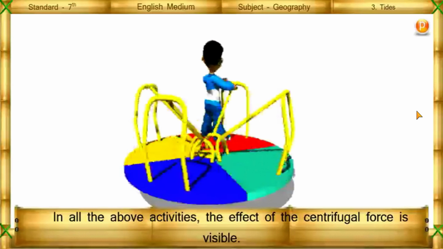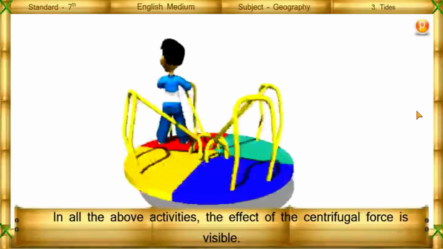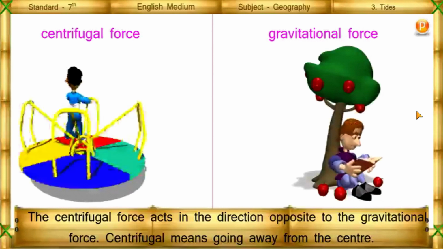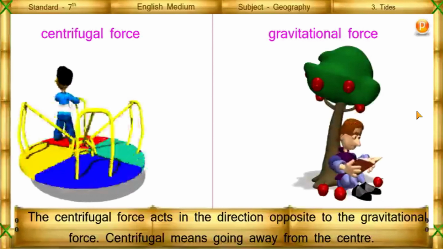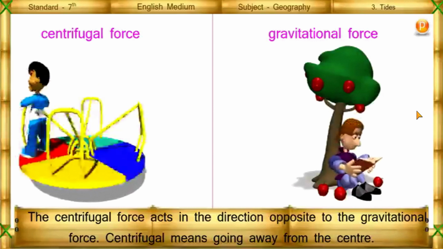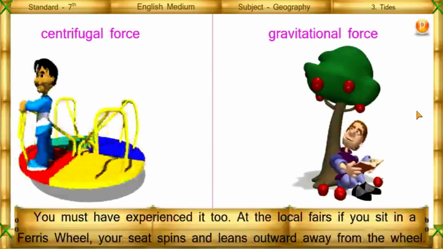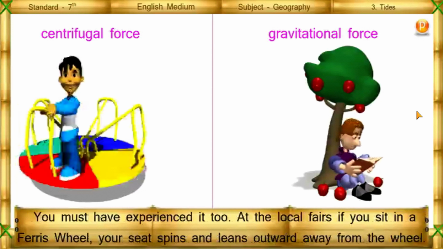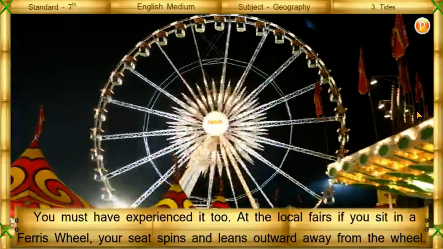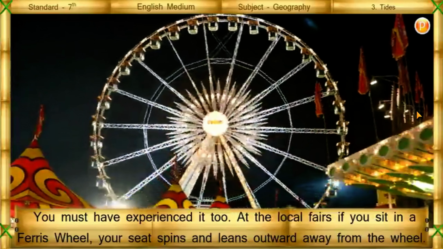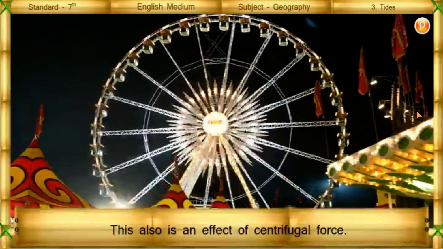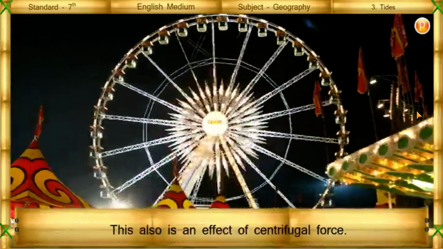In all the above activities, the effect of the centrifugal force is visible. The centrifugal force acts in the direction opposite to the gravitational force. Centrifugal means going away from the center. You must have experienced it too. At the local fairs, if you sit in a Ferris wheel, your seat spins and leans outward away from the wheel. This also is an effect of centrifugal force.